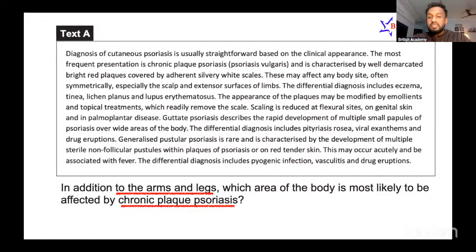In addition to arms and legs, same as the previous question. They already mentioned arms and legs. We just need to find the third part of the body, or area of the body. Simple. Try it. Yes, good. Priyanka, you're too quick. Good. Wonderful. Yes. Right. 10 seconds.